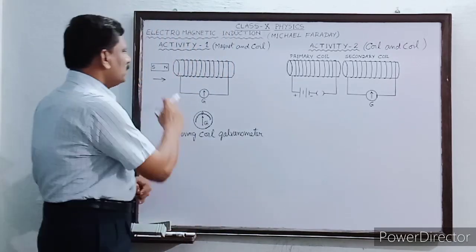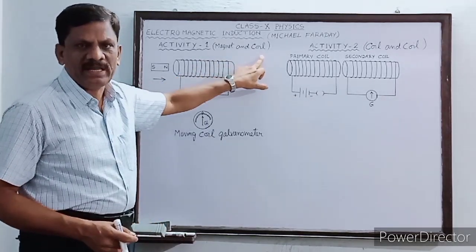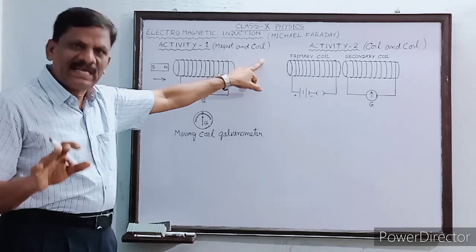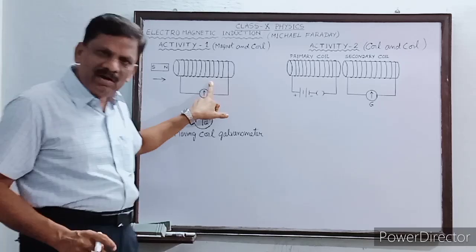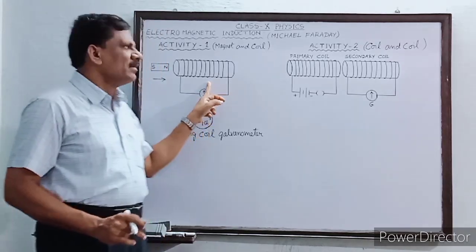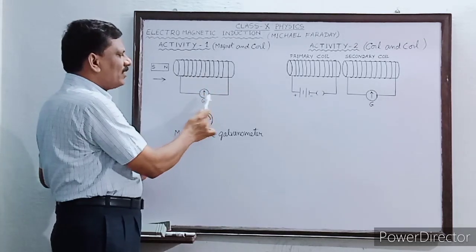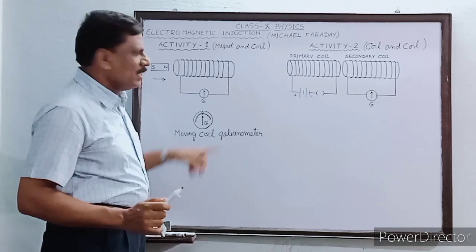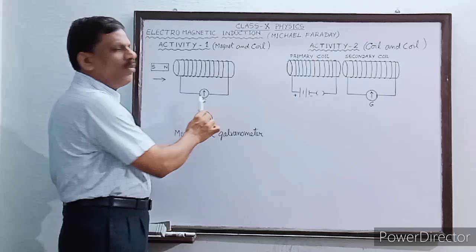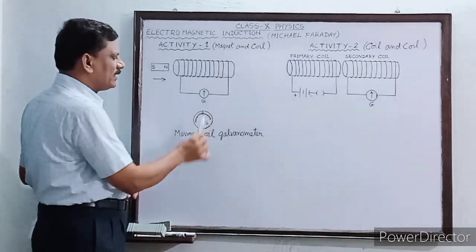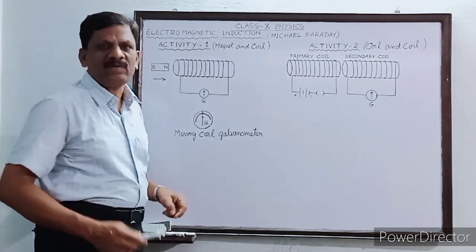Okay, now look at activity 1. It is called the magnet and coil experiment because for this activity a bar magnet and a solenoidal coil are being used. Now this is a solenoid. The two ends of the solenoid are connected to an instrument represented by capital G. This instrument is called a moving coil galvanometer. The expanded diagram is shown here.